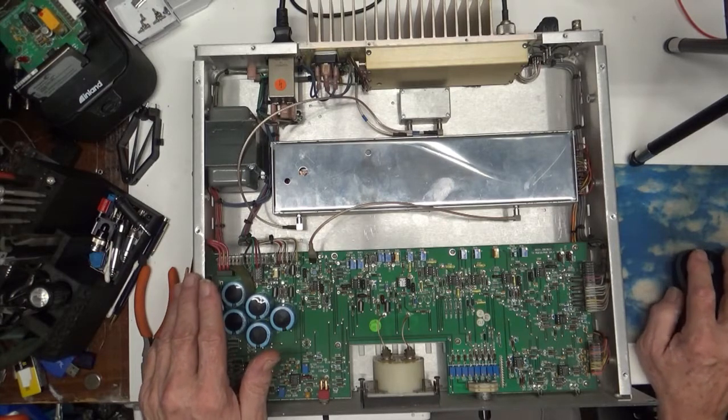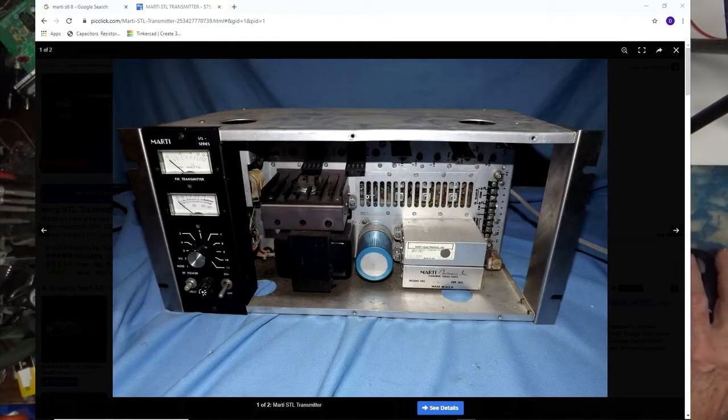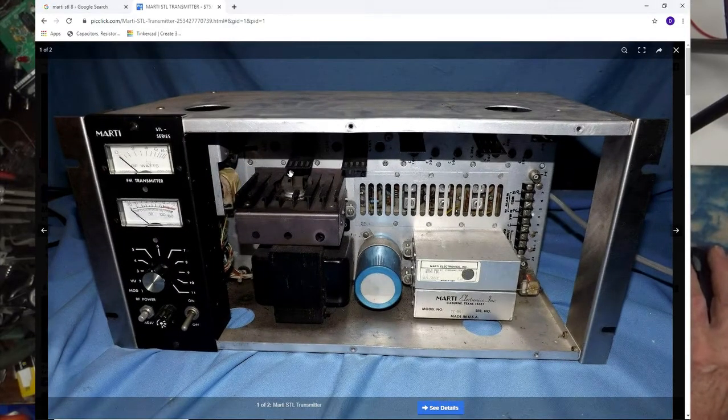Marty STL8s. Here's a picture of an STL8. This is old, but they still work, and they're pretty good machines. In the transmitter section, up in this area is a fan. You have to replace the fan. Sometimes you have to replace the RF outputs, or sometimes the power supply. But that's about it. These things are kind of little rocks, and they work really, really well.